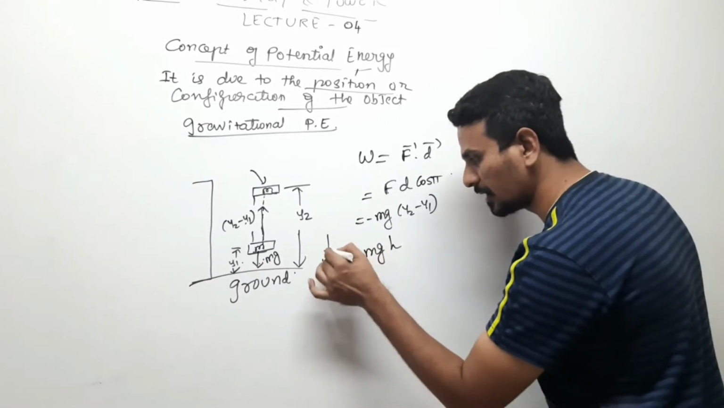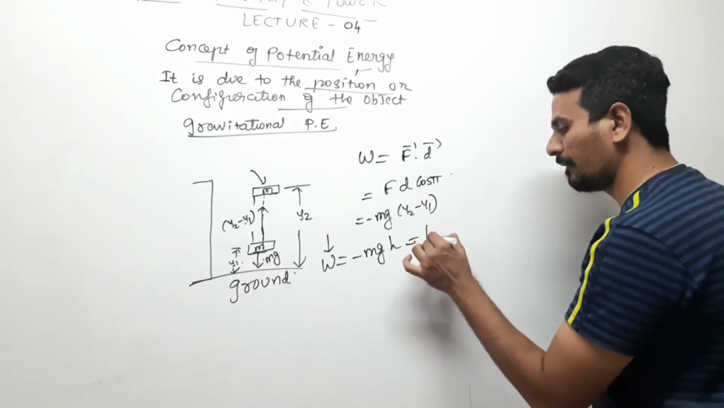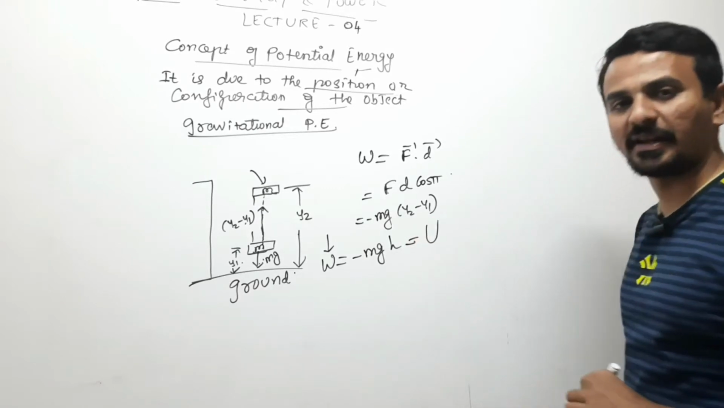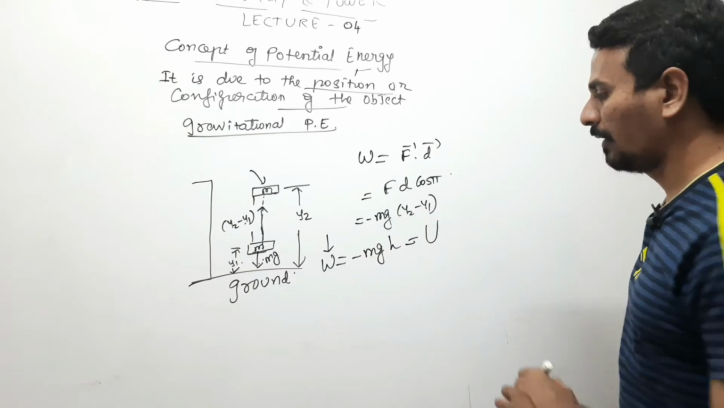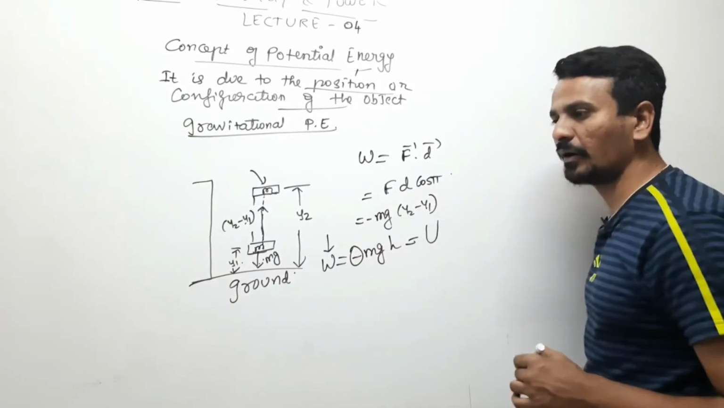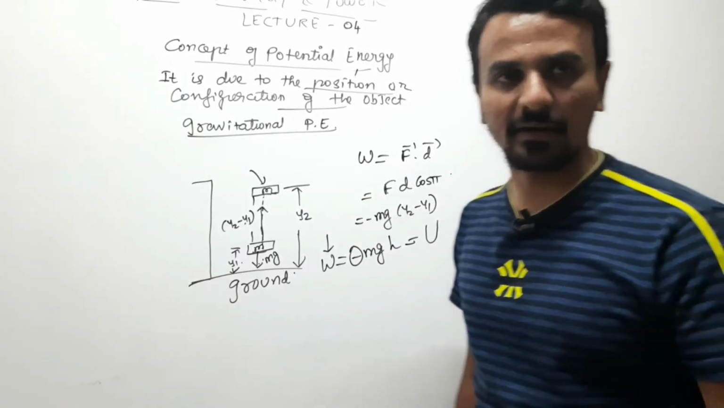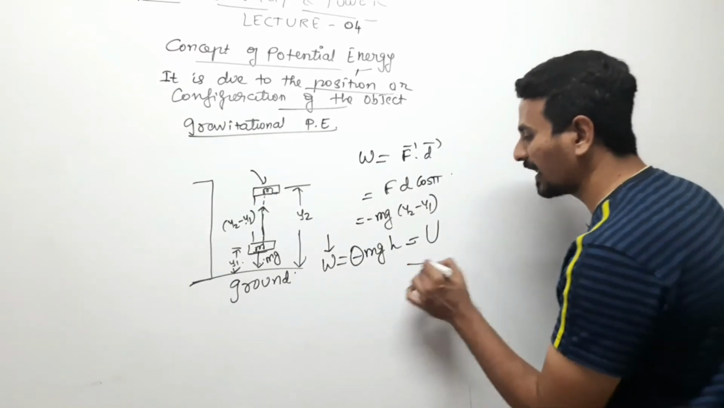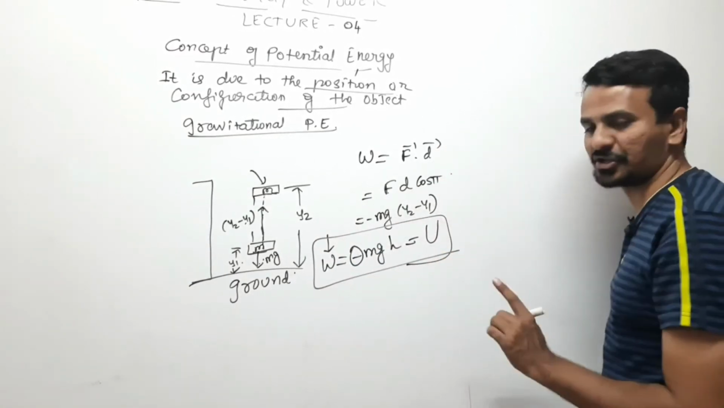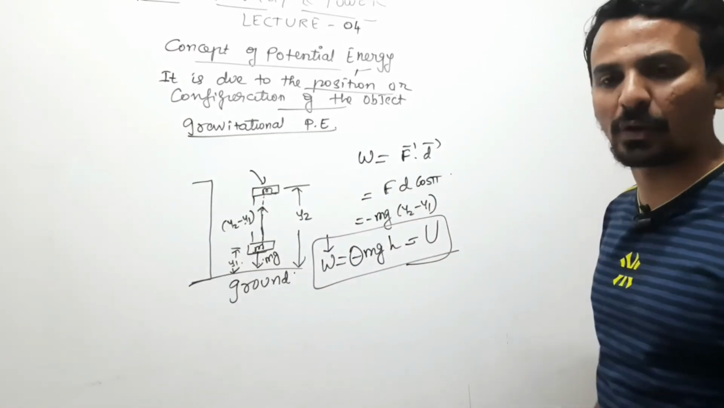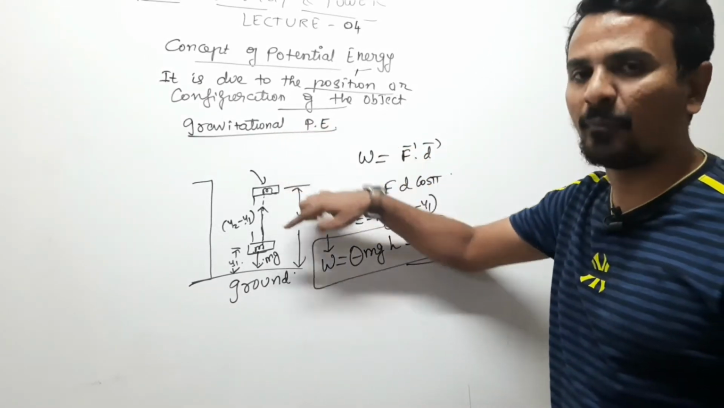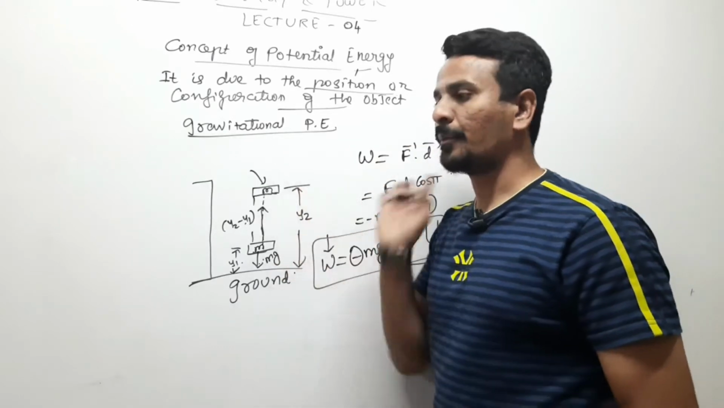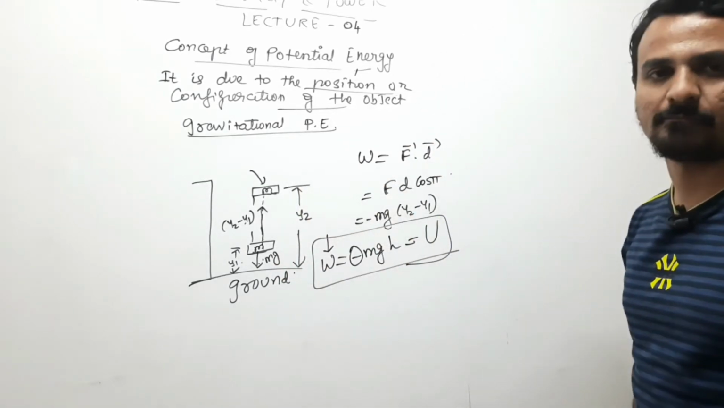This work done will be stored in the form of potential energy. Potential energy is a scalar quantity and it is denoted by U. Right? The negative sign is because work is done against gravity. Clear? So this will be the potential energy, mgh. Value wise, mgh will be the potential energy stored inside the body of mass m when you are taking it to a position y2 from y1.